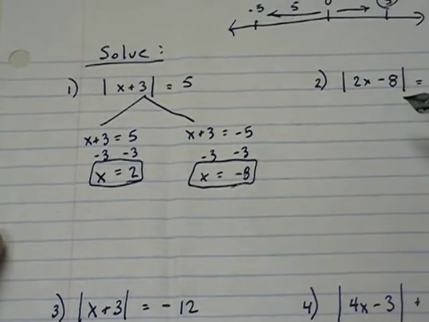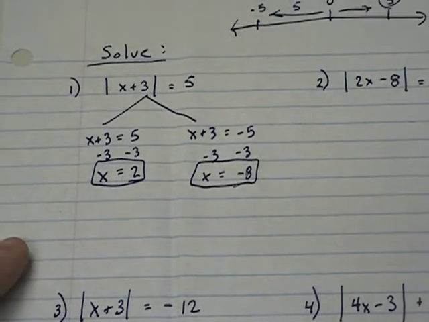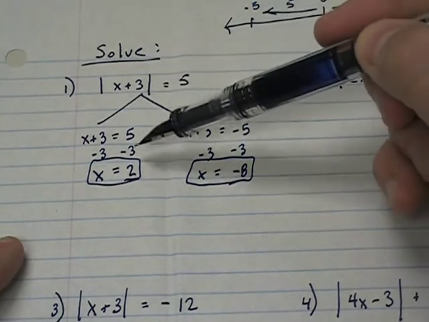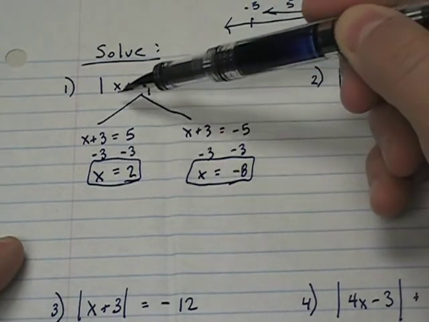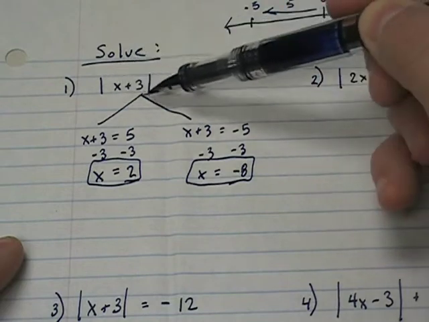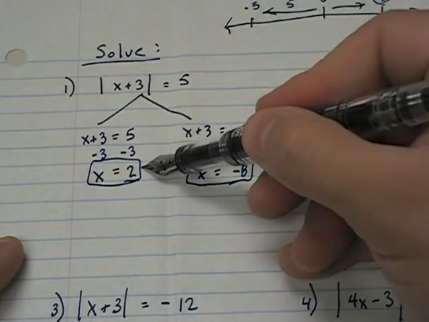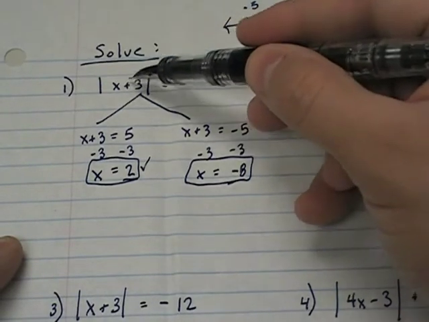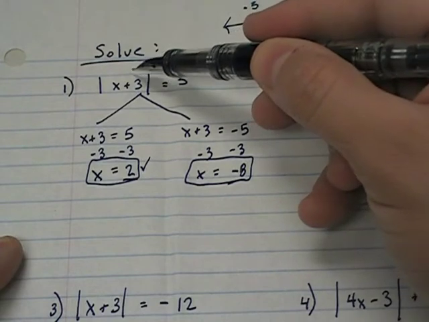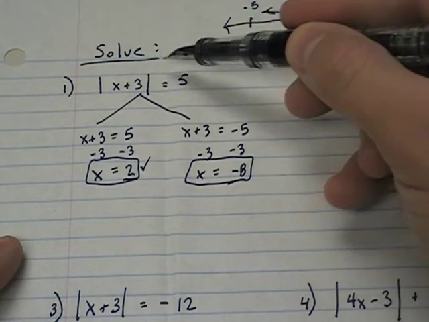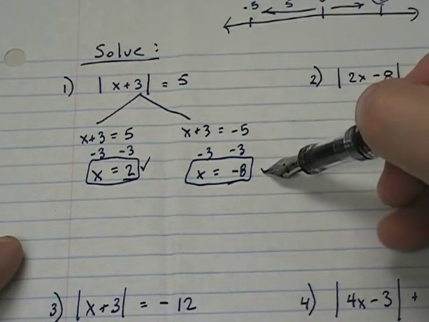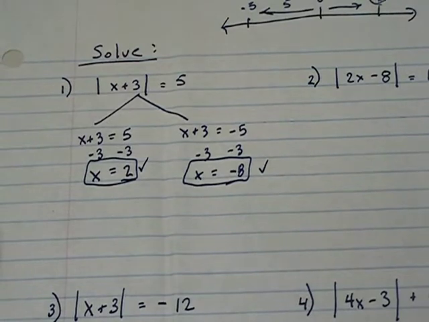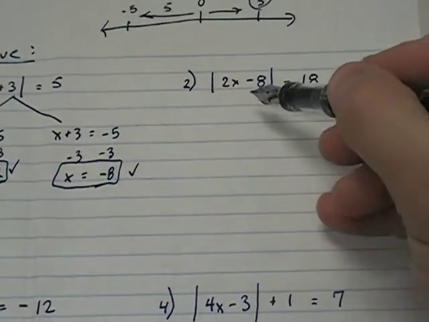And then, being a good mathematician like I try to be, I like to go back and check my work. If I look at x equals 2, 2 plus 3 equals 5, the absolute value of 5 is 5, so I know that is a correct answer. Here, negative 8 plus 3 is negative 5. The absolute value of negative 5 is 5, so again a correct answer. So that's a pretty simple, easy introduction to absolute value equations. We'll try a second one here.